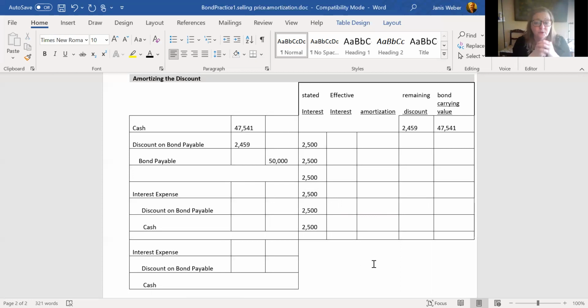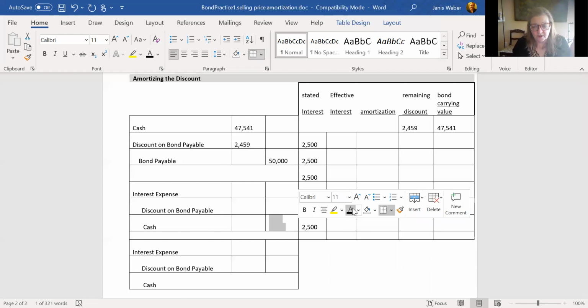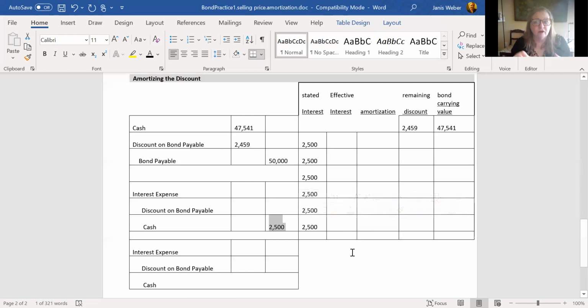So that is the part we know. So let's just see what happens when we pay an interest payment. Here is a little journal entry we're going to use. We're just going to do a couple of interest payments so you can see how it works. This is the interest payment journal entry right here. At the time the payment is due, we have $2,500 cash going out, and that's the stated interest. Every time we make an interest payment, it's going to be cash for $2,500 credited.